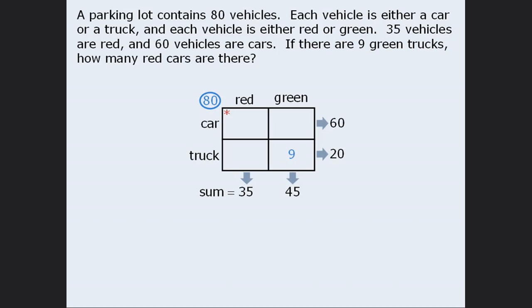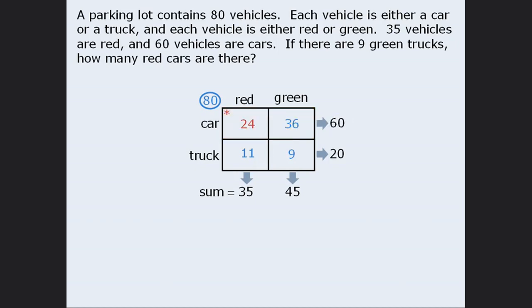For example, we already know that the sum of these two boxes must be 20. Since one box is 9, the other box must be 11. We also know that the sum of these two boxes must be 45, so the top box must be 36. Finally, we know that the sum of these two boxes must be 60, and since one box is 36, the other box must be 24.